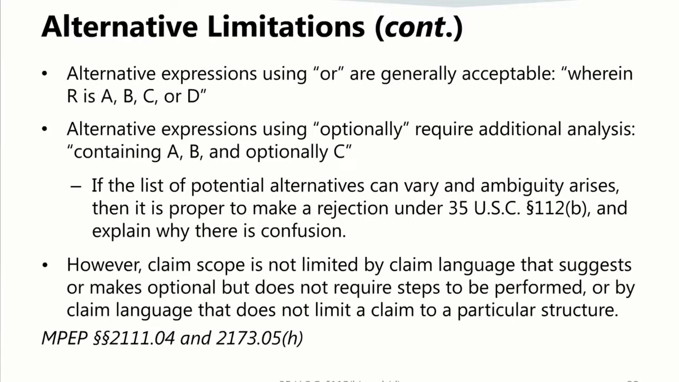Claims using the term "optionally" require some analysis before concluding whether or not the language is indefinite. If the list of potential alternatives can vary and ambiguity arises, then it is proper to make a rejection under 112(b) and explain why there is confusion.